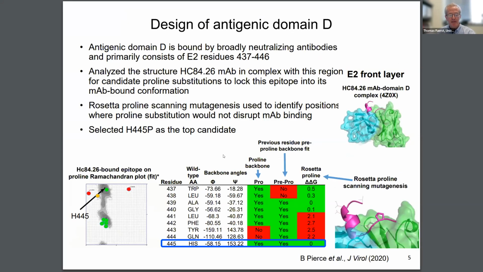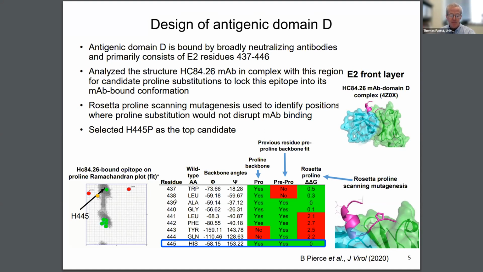So a key epitope that we have focused on is domain D, defined by our collaborator, Stephen Fogg. This region is highly conserved among all HCV isolates, and an antibody called HC84.26 is broadly neutralizing and defines this conformational epitope. So our question was whether we can use proline, which has a ring that can lock the backbone of a peptide sequence, to lock the domain D epitope in the bound HC84.26 conformation. So backbone analysis using Ramachandran plotting and Rosetta modeling identified candidate positions for proline substitutions.